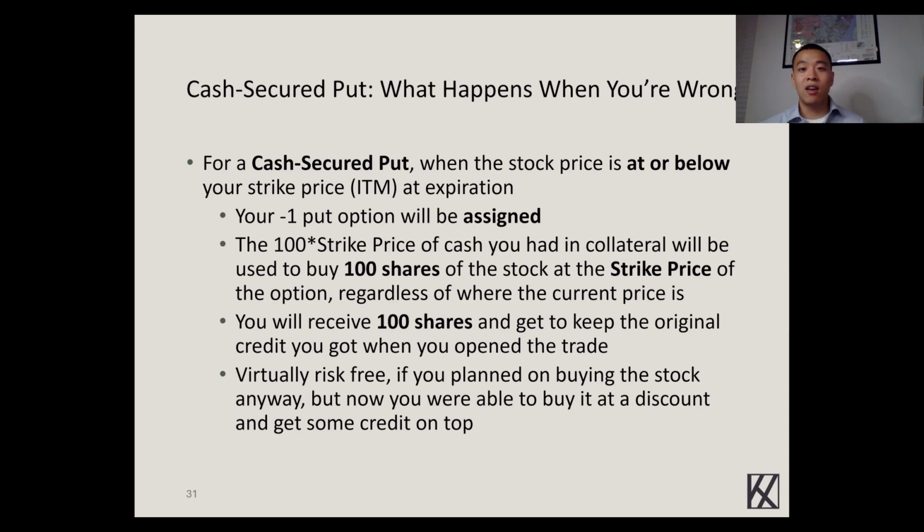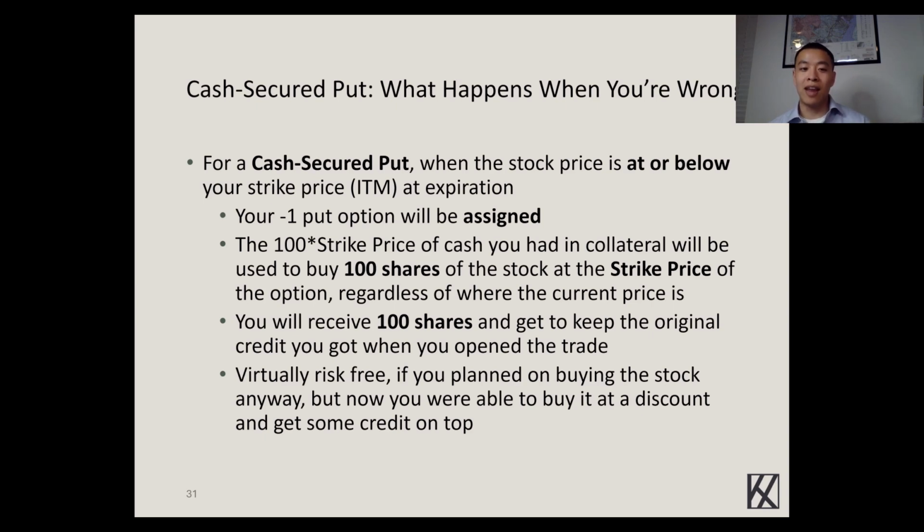So a reminder, when you're selling a put or you're selling a cash secured put, that's a bullish position. You want the price to go up. So what happens when you're wrong? The price goes down. So for a cash secured put, when you're wrong at expiration, that stock price is at or below your strike price, right? The price went down.